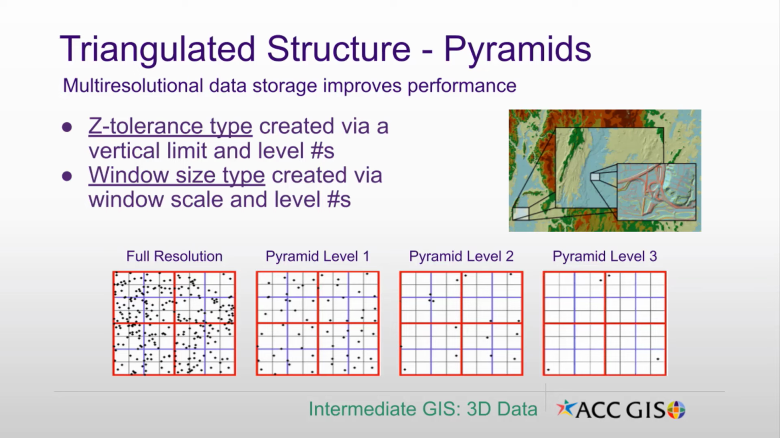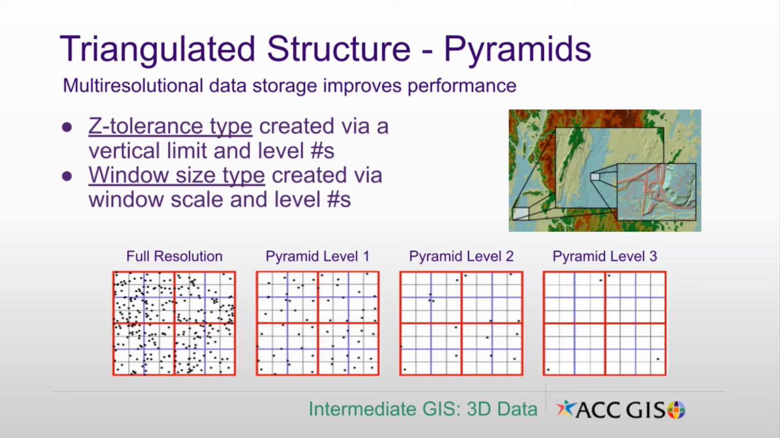Well, pyramids in the triangulated structure allow you to replicate that. You can see when I'm zoomed all the way out, I've got really low resolution or large triangles. And then as I zoom in, I get more and finer resolution triangles. Now, there's 2 approaches to creating pyramids in the triangulated structure, z-tolerance and window size. For z-tolerance, it's created using a vertical limit in the z-value to define the different zoom levels. In window size, it's created via a window scale system to define the different zoom levels.